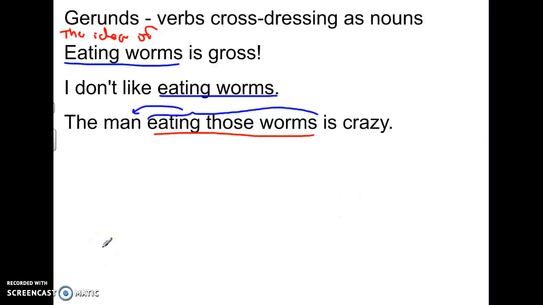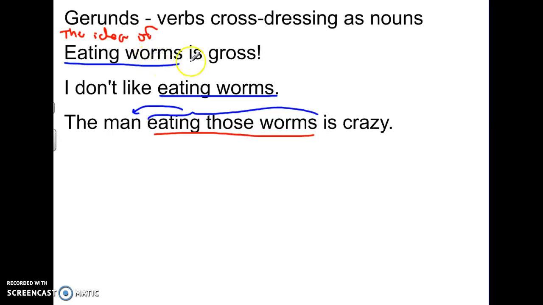Okay, gerunds. You're going to have to refer to your phrase sheet, your phrase chart, if you haven't had any information about gerunds. Gerunds are ing verbs, just like participles, but they're being used as nouns instead of adjectives. So, eating worms is gross. If you can put the words the idea of above it and it makes sense, then you know it's a noun as a gerund instead of a participle.